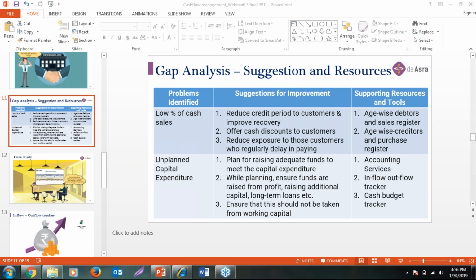The next is, I'm also going to tell you about the resources and tools. I'll come to it later. First, I'll explain the problems and give you the suggestions on them. The second one is unplanned capital expenditure. There are two types of expenditures: one is capital expenditure and one is revenue expenditure. So what is revenue expenditure? It is for our day-to-day expenses, day-to-day activities, as I said, for the electricity bills, salaries, repairs and maintenance, admin cost, etc. These are the revenue expenses, and capex, that is the capital expenditure, is for buying new assets, a new shop. So this is capital expenditure.